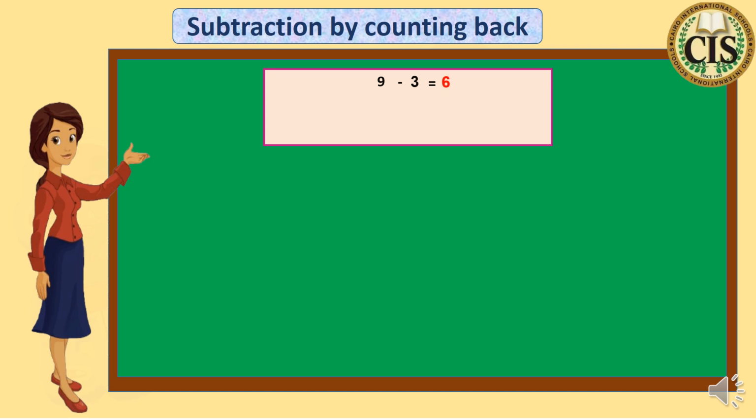But first, we have to remember that 9 is called minuend, 3 is called subtrahend, and 6 is called difference. So again, in subtraction problems, the first number is called minuend, the second number is called subtrahend, the third number is called difference. So now we're gonna solve this example using counting back strategy.